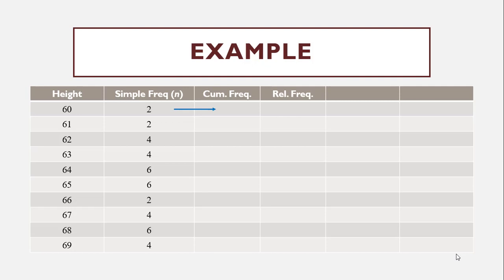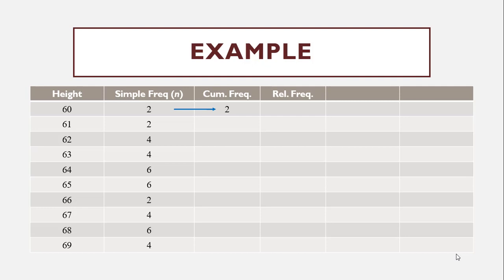So the simple frequency for the shortest person, if we're starting with the lowest possible score, is the same as the cumulative frequency because there's nobody below it. So the cumulative frequency, again, is everyone at that point or below it, or if we're starting from the highest point, everybody at that score or above it. So in this case, because we're starting at the shortest person, everybody at that height or shorter. Well, nobody is shorter. So it's still just 2.